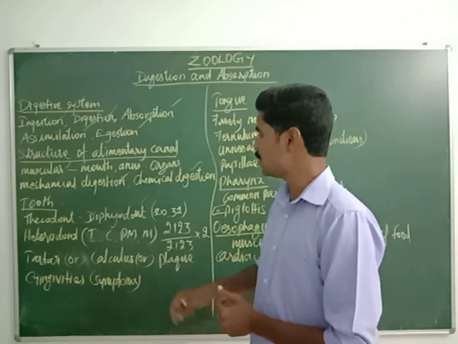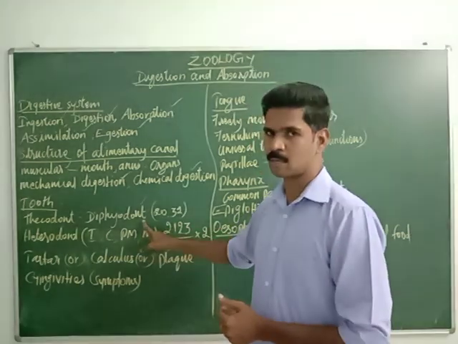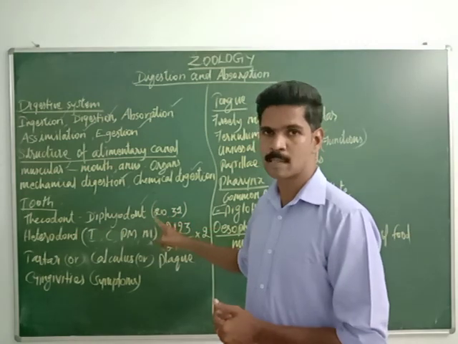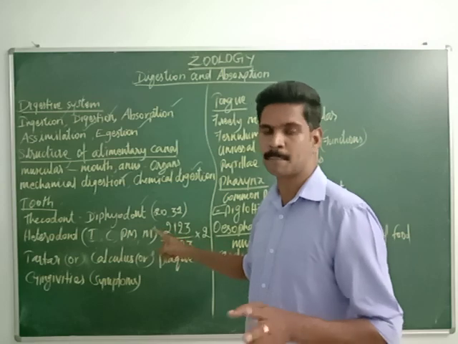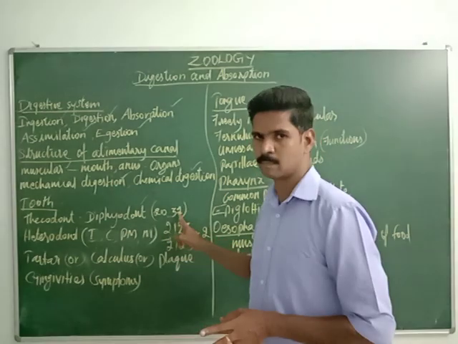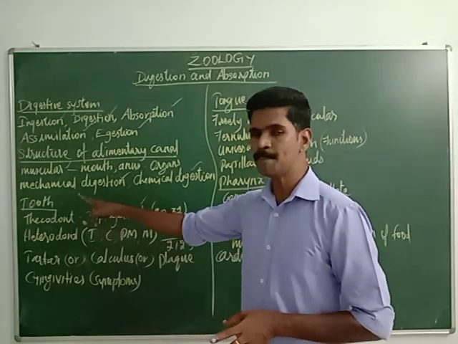So this type of arrangement in dentition is called diphyodont. One more question is there: the number of temporary milky teeth is 20 and the number of permanent teeth is 32. Now we have completed 2 important 2-mark questions about the teeth.